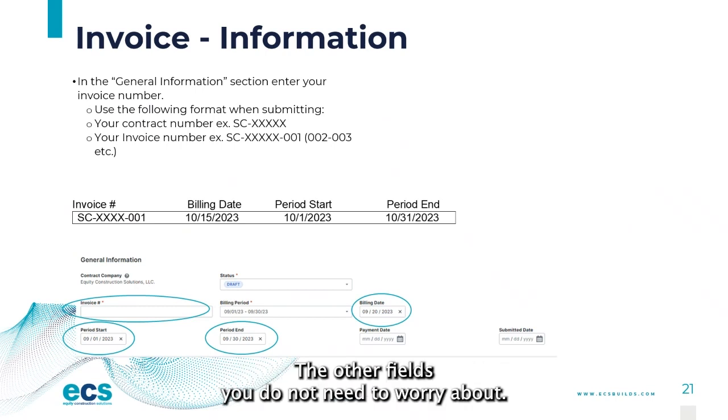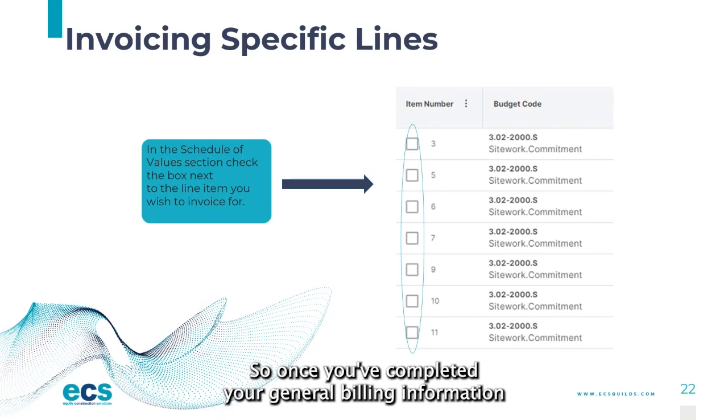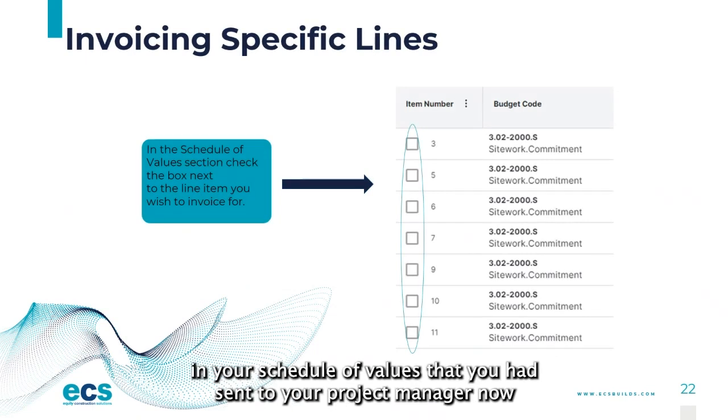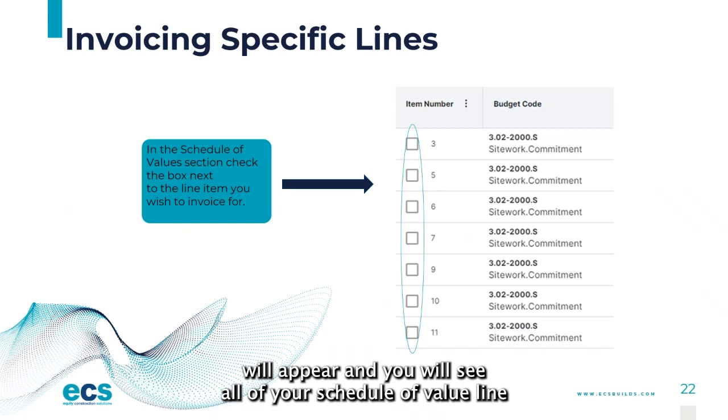The other fields you do not need to worry about. They don't have any action on us as far as it pertains to Procore. So once you've completed your general billing information, your schedule values that you had sent to your project manager will now appear. And you will see all of your schedule value line items.